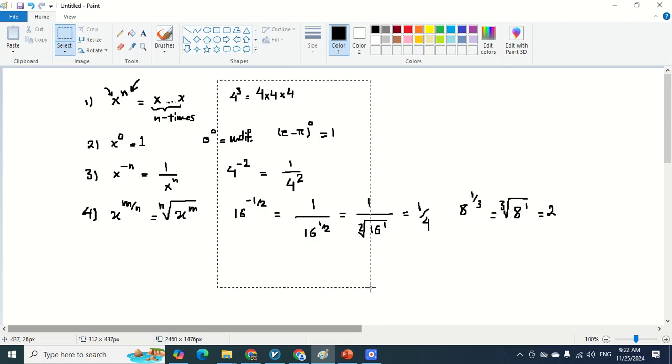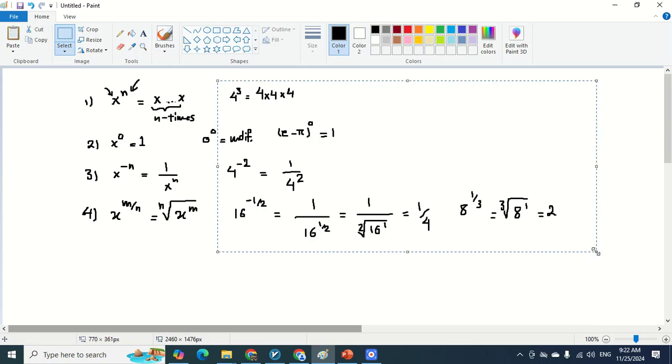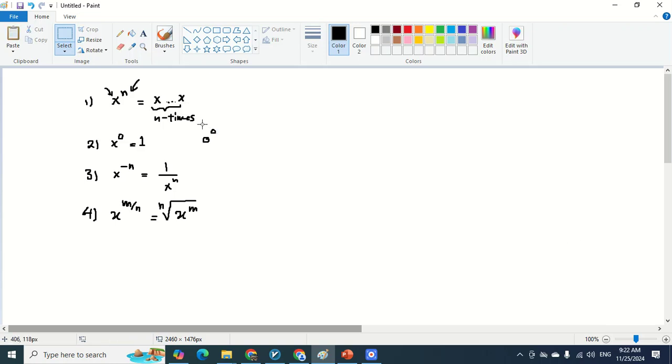So let me erase the part with the examples and take a look at the rules of the exponent as well. We have some rules for the exponent. For instance, x to the power of m times x to the power of n. If I have this expression, it means the bases of these two numbers are the same, but their exponents are different. Then if we multiply these two terms, we should add their exponents, meaning the result will be x to the power of m plus n.